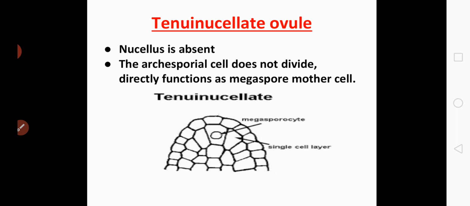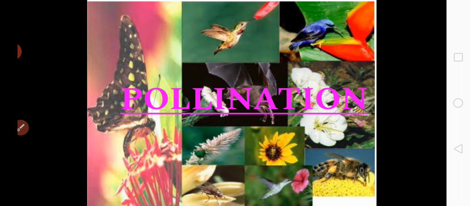Am I clear? In the crassinucellate type of ovule, there is a division of the archesporium to form parietal tissue as well as sporogenous tissue. But here there is no such division, and the archisporial cell itself directly develops into the megaspore mother cell. So these two are the types of ovules based on the behavior of the archesporium cell. Is that clear? So these are about the process of megasporogenesis and the formation of the female gametophyte.